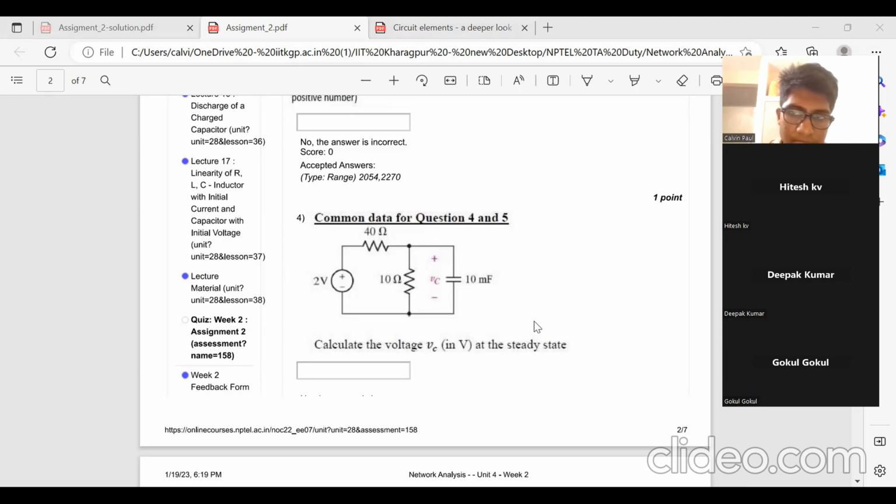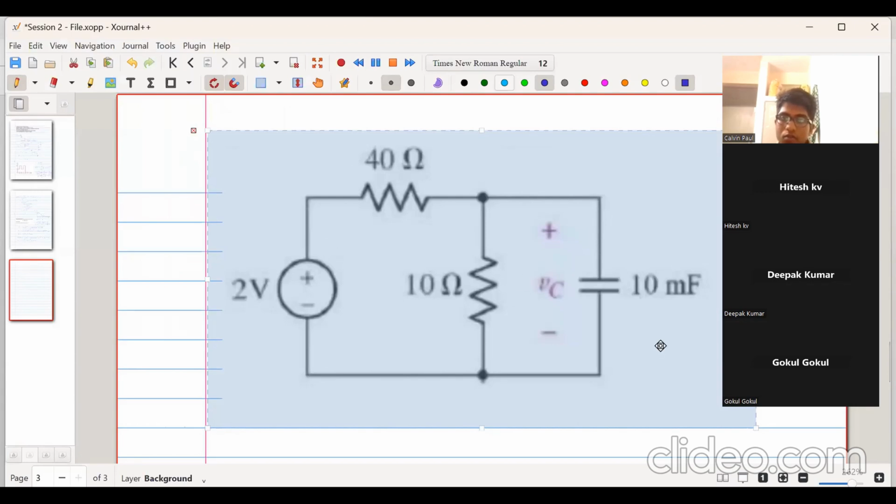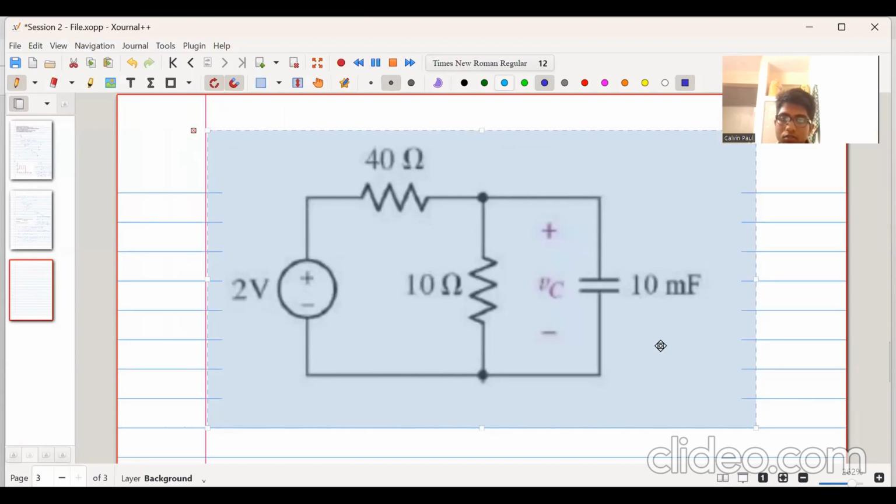Sir, will it not be equal to the resistance across 10 ohm at steady state? Because at steady state, it's an open circuit for the capacitor. Yeah, correct. So, wait a minute.